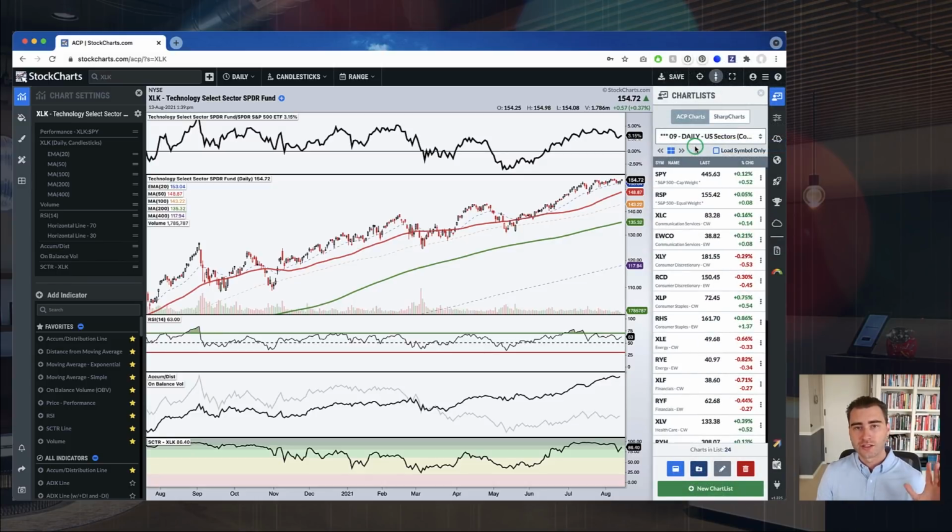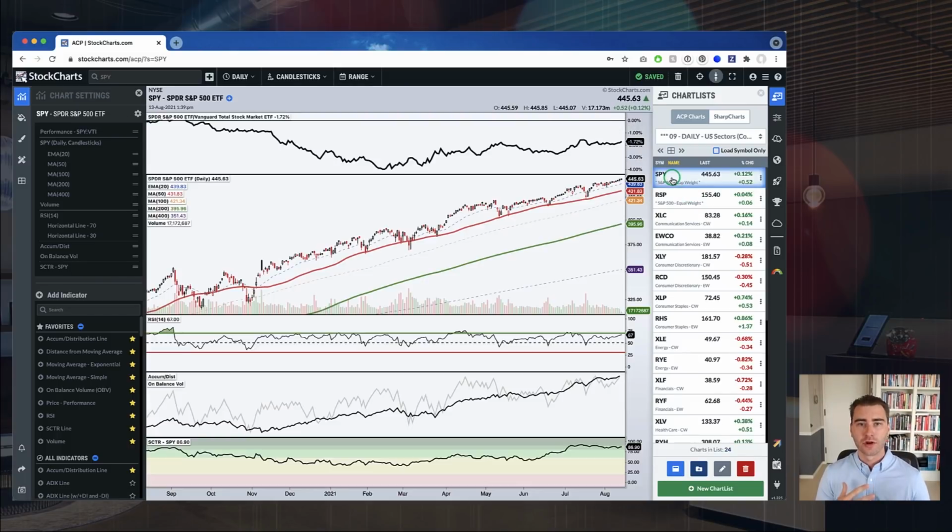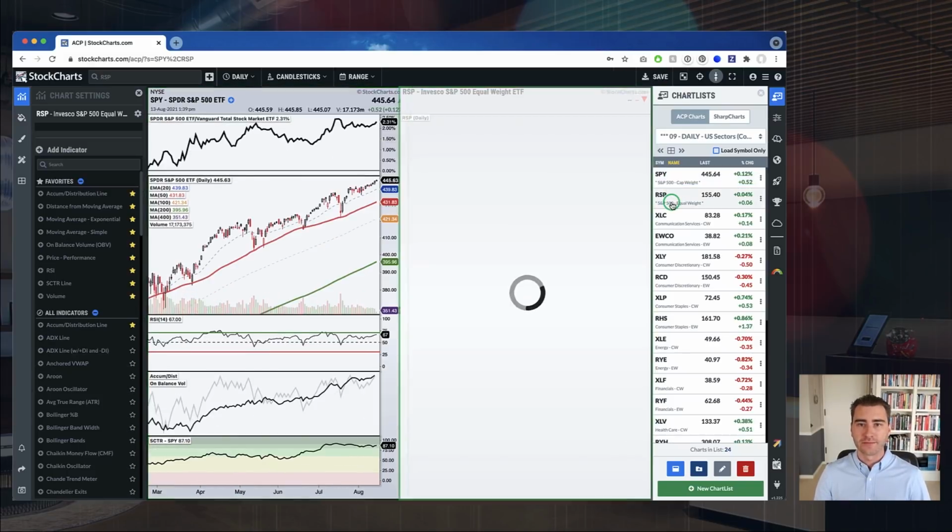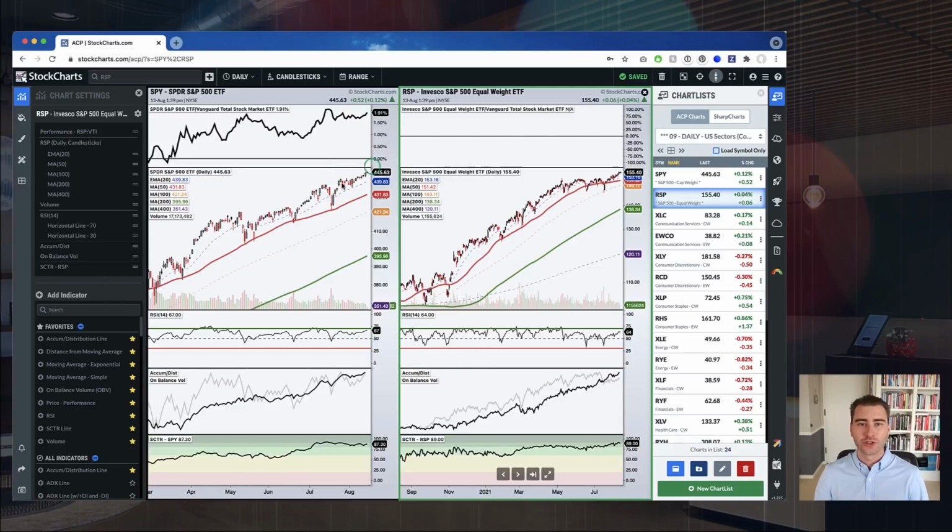This is where I like to chart this list here in ACP, because there's an interesting thing that I can do with these multi-chart layouts in ACP. So here we've got, again, that combined list, which takes the cap weighted sectors and the equal weighted sectors, puts them into one chart list. We've also got the S&P 500 in cap weight flavor, and we've got the S&P 500 in equal weight flavor. So what I can do is click here on SPY. That's going to load up this chart. And now I can hold down Shift and click RSP. That's going to open up a second chart right next to it.